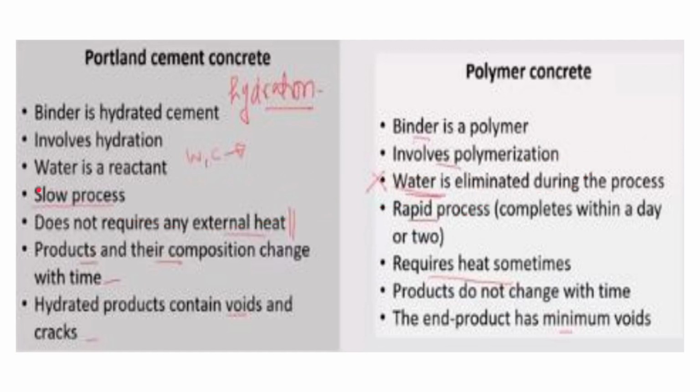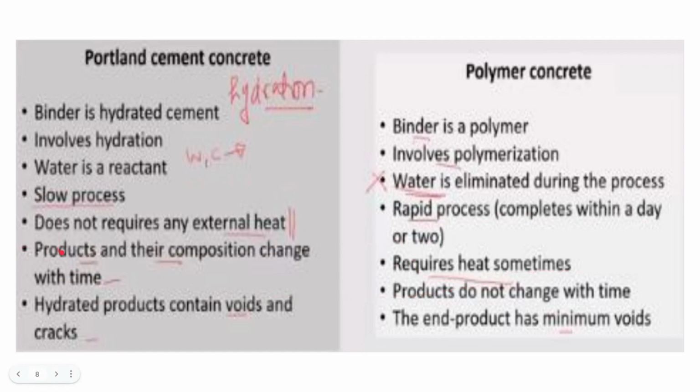So apart from that, PCC, as we all know, is a slow process, because 98% of strength is formed after 28 days. However, PC is a rapid process. That is, it completes within a day or two. Apart from that, PCC does not require any external heat, but PC sometimes requires heat.